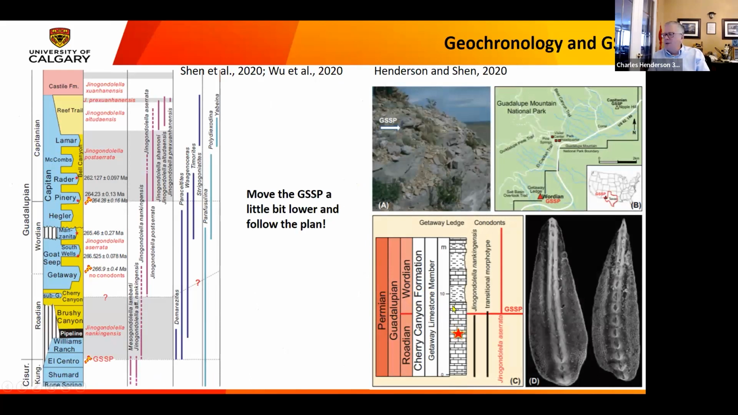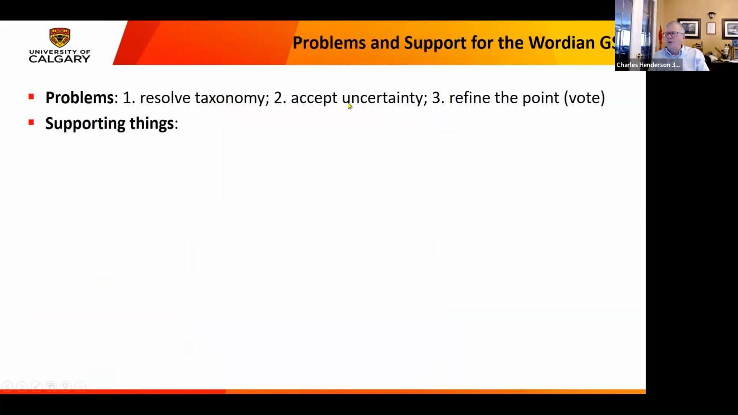So we need to move the GSSP, but maybe we actually need to move that GSSP a little bit lower. The other possibility is to move it higher into the South Wells member. But by moving it a little bit lower, you're actually in the middle of this Getaway limestone. So I think we can leave the GSSP at the same section, but just move it a little bit lower. Be a little bit more careful about how we define it. Get the taxonomy really clear. So we need to resolve the taxonomy.